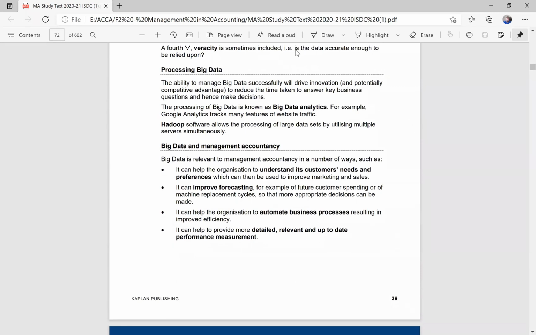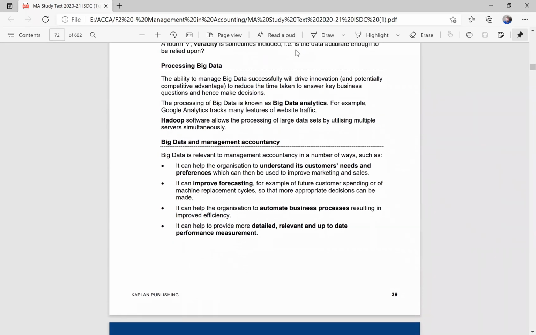How do we process big data? Big data is processed through different software. Hadoop is one of the leading software being used nowadays to analyze the data that is available to the companies. Even Google Analytics and all helps you track the website traffic and all.